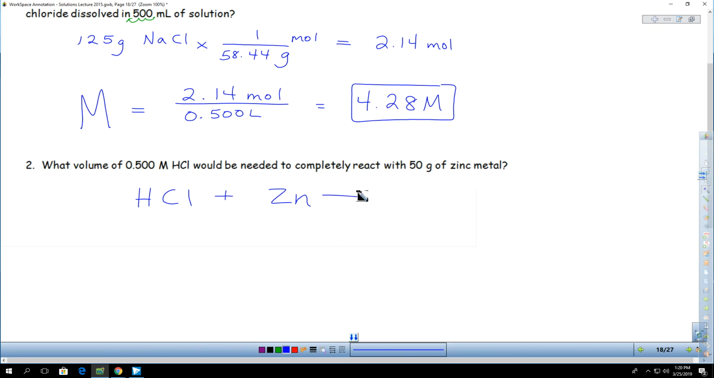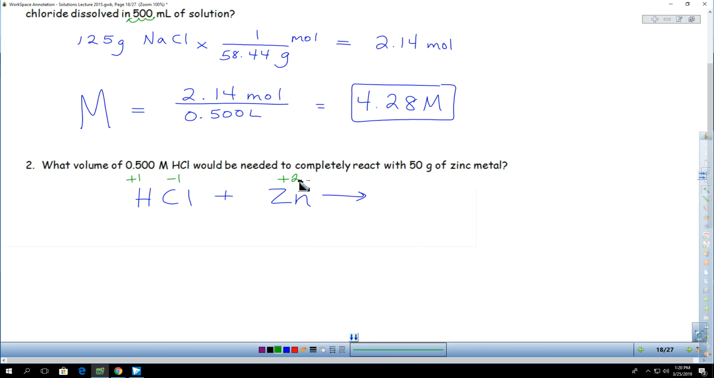Zn. Two rules of a single replacement. Number one, the single element will switch with a like charged ion in the compound. So typically, hydrogen is a plus one. Chlorine is a minus one. And now, with zinc being a transition metal, somebody should probably tell us the charge. So what if I tell you that zinc is almost always plus two? If this were a test or a quiz or a lab, we would be told that.